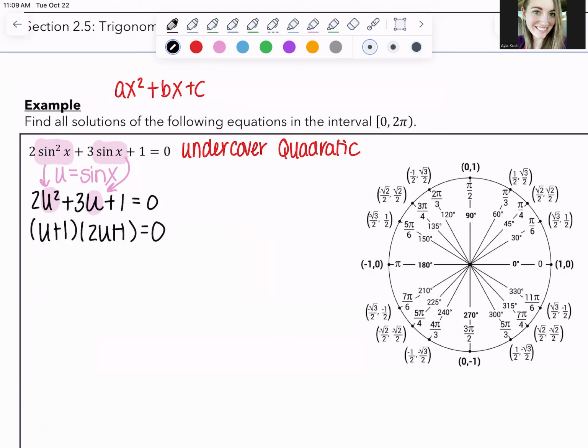Now I can take these u's and replace them with sine. Go back to the sine. So put sine in wherever you see a u. So we have sine x plus 1, we have 2 sine x plus 1 equal to 0. Again, what happened? I took the u and I replaced it with sine x.